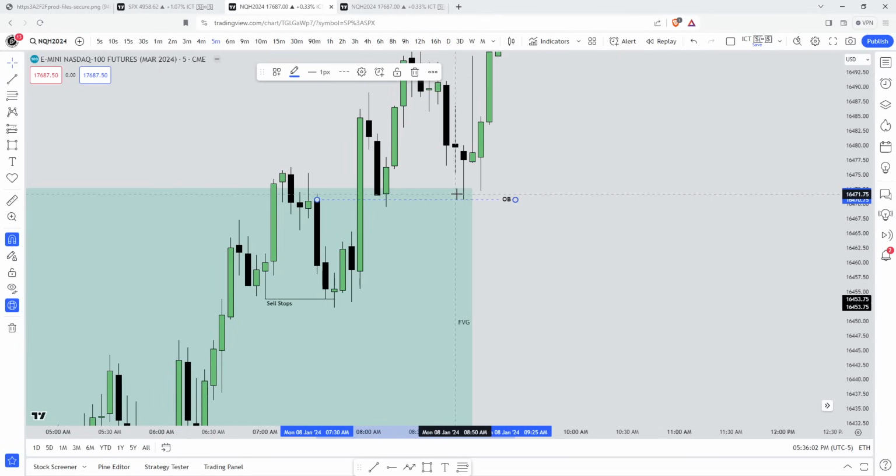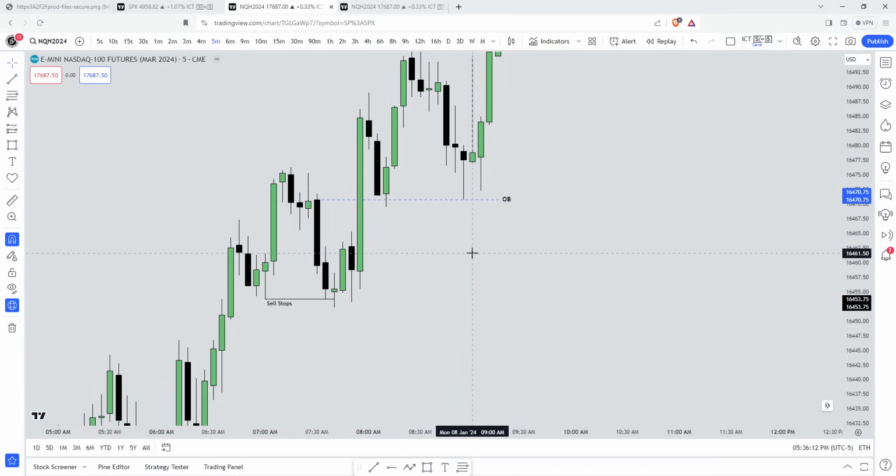You have an entry in the New York session now because price took out an old low, created a bullish change in the state of delivery, and it also created a bullish fair value gap. Notice that I already have a bias of where price is going. So since I know where price is going, now these setups are going to work out.